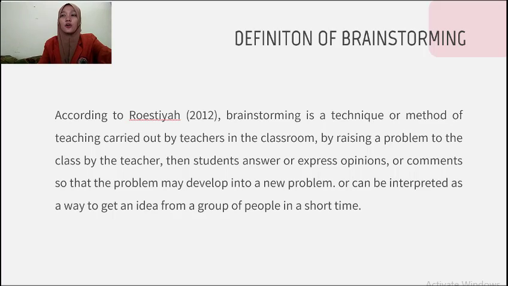Next, definition of brainstorming. According to Rustia 2012, brainstorming is a technique or method of teaching carried out by teachers in the classroom by raising a problem to the class. Students answer or express opinions or comments so that the problem may develop into a new problem. It can also be interpreted as a way to get ideas from a group of people in a short time.